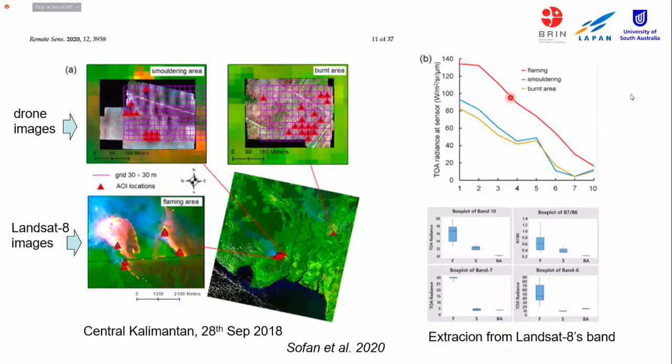So the graphs here are the extraction of these data from the Landsat 8 bands. Here we got the ratio of band 7 used to separate combustion area and non-combustion area. The non-combustion area here is the burn area.